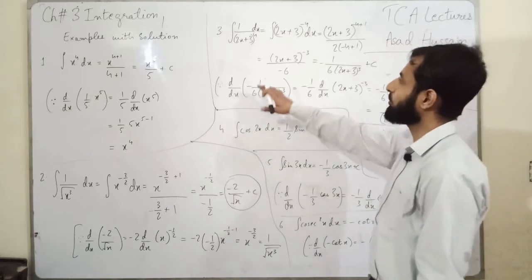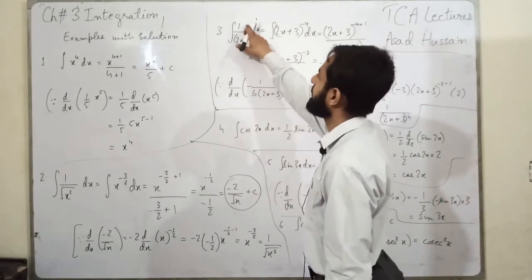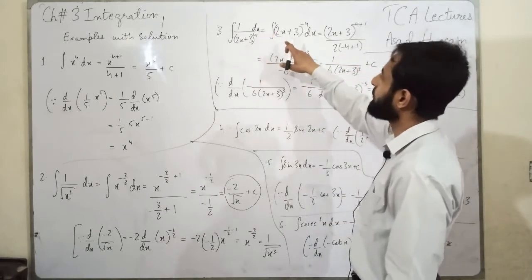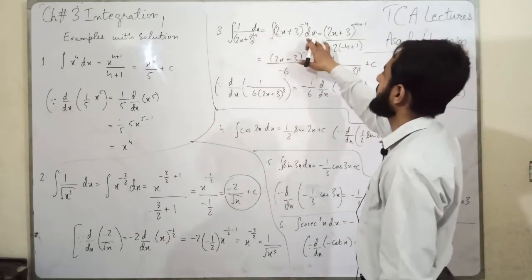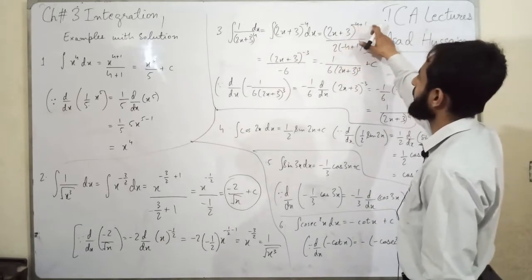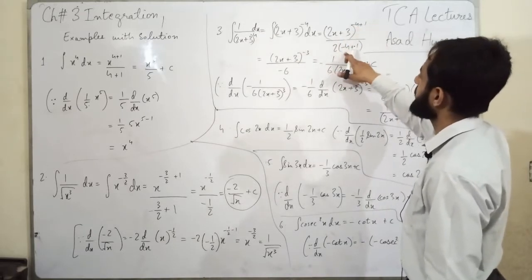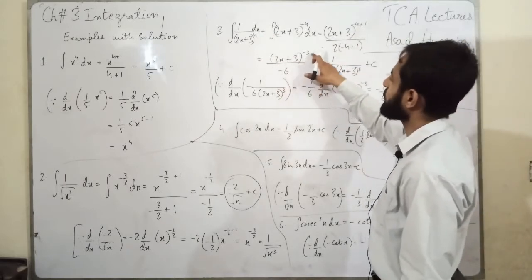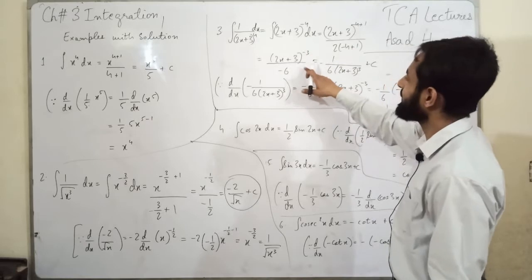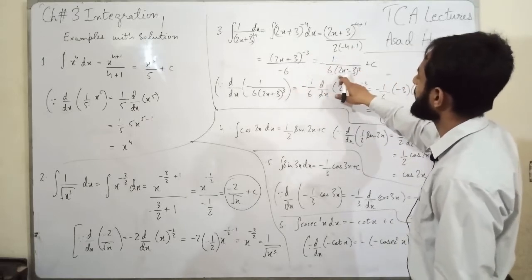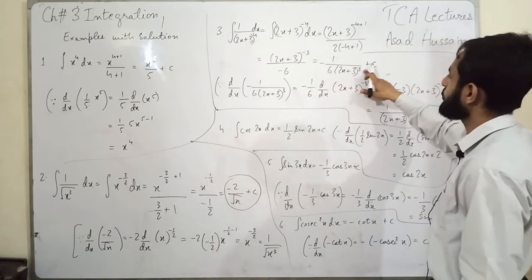Moving on to next, we have integral of 1 over (2x plus 3) raised to power 4 dx. According to the formula, it can be integrated as (2x plus 3) raised to power minus 4 plus 1 over 2 into minus 4 plus 1, which is (2x plus 3) raised to power minus 3 over minus 6, which can be written as minus 1 over 6 into (2x plus 3) cube plus c.